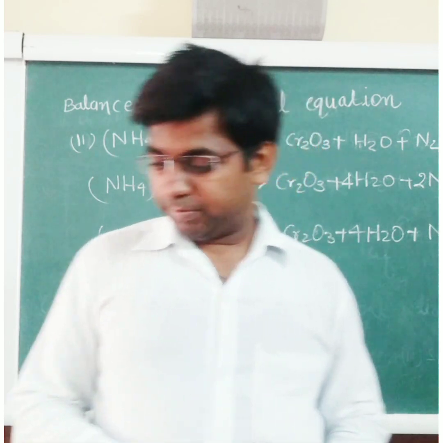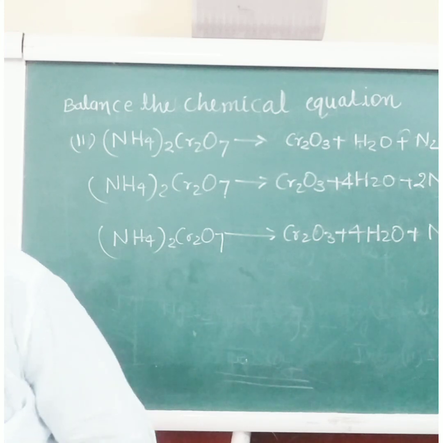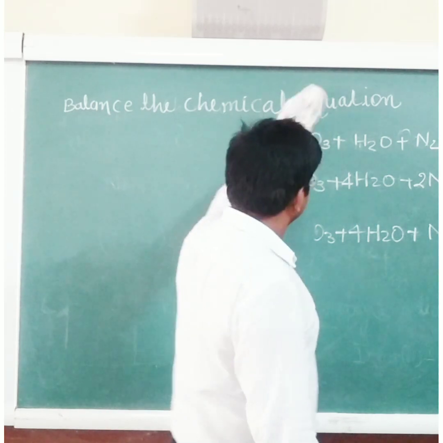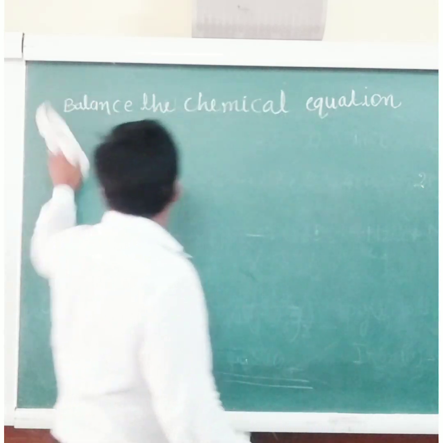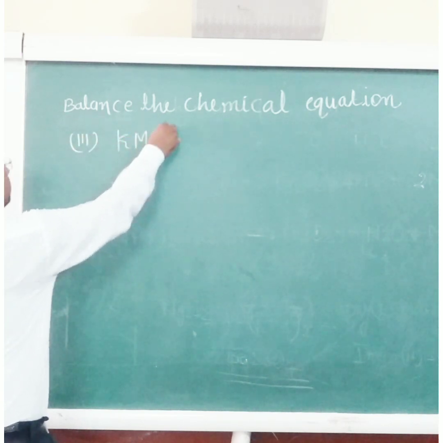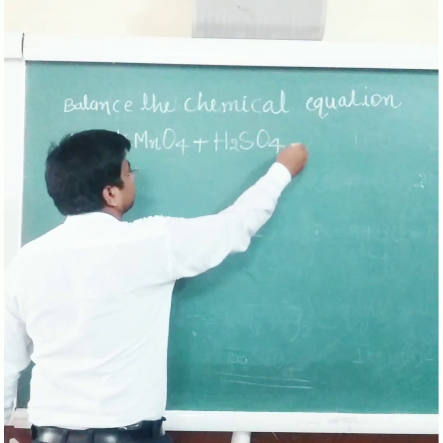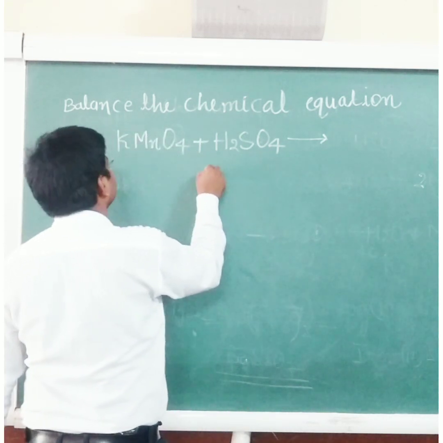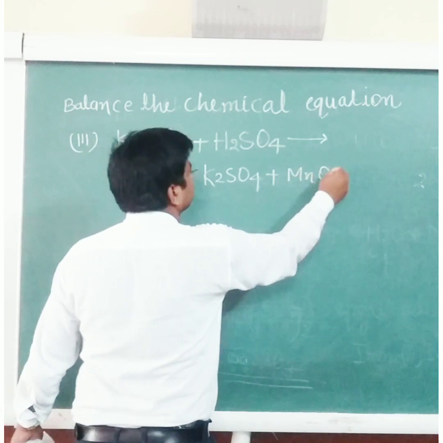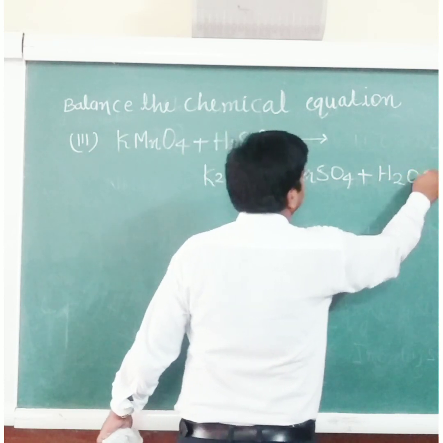My third problem is the oxidation of potassium permanganate. Third problem, oxidation of potassium permanganate: KMnO4 plus H2SO4 equal to K2SO4 plus MnSO4 plus H2O plus O2.